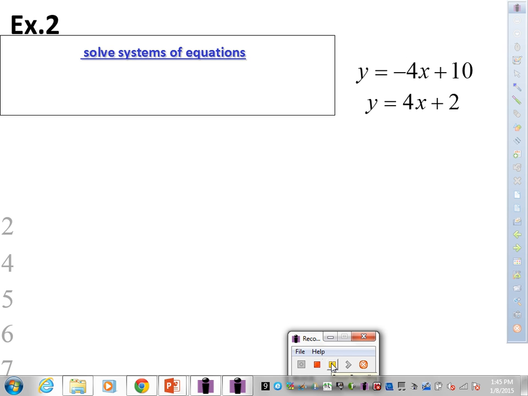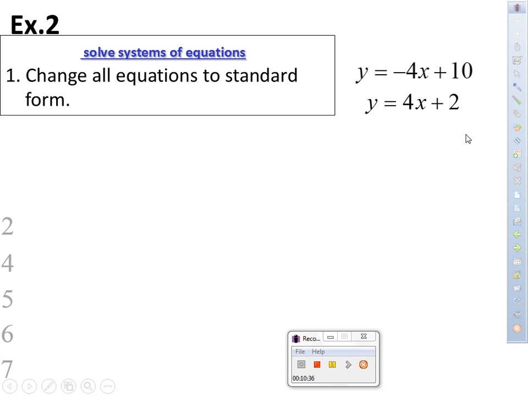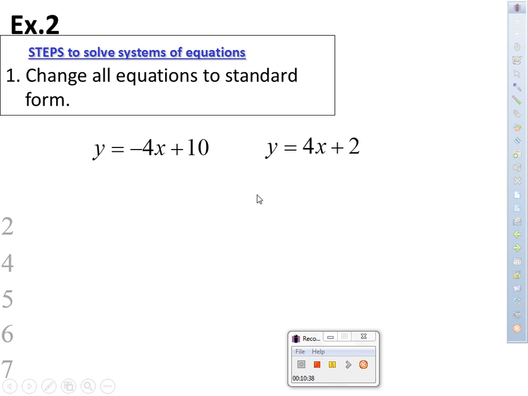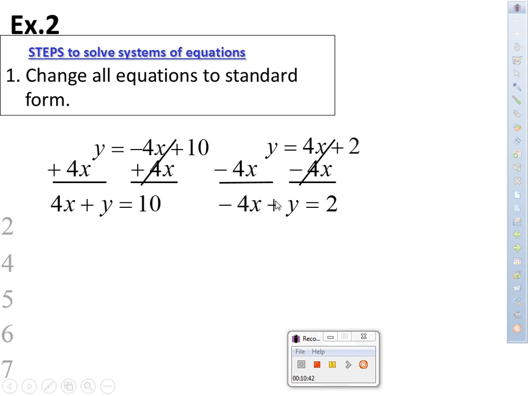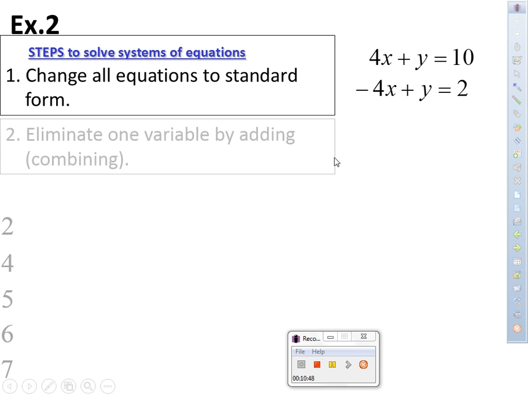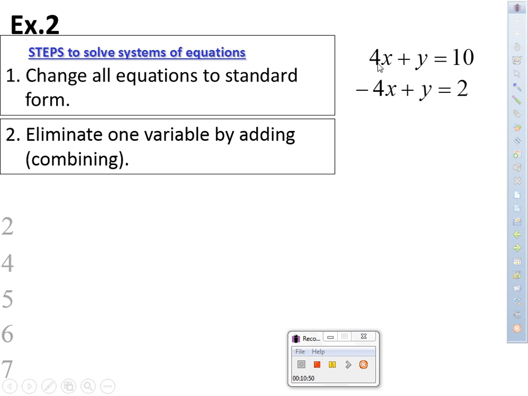Alright, here we go. So first things first, we need to change these to standard form. So one of them becomes 4x plus y equals 10, the other one is negative 4x plus y equals 2. Is that correct? From there, we stack them together. Step 2, eliminate one variable. Which one eliminates? The x. This cancels. We're left with 2y equals 12.